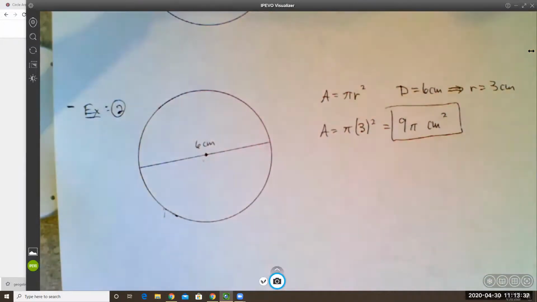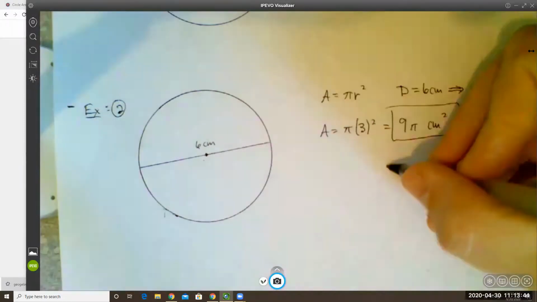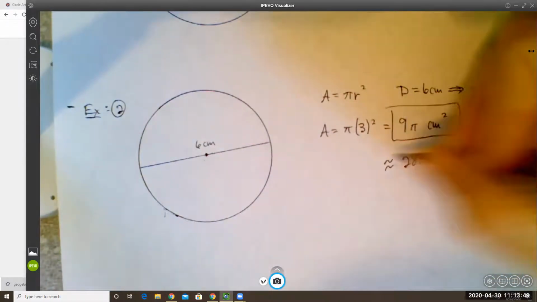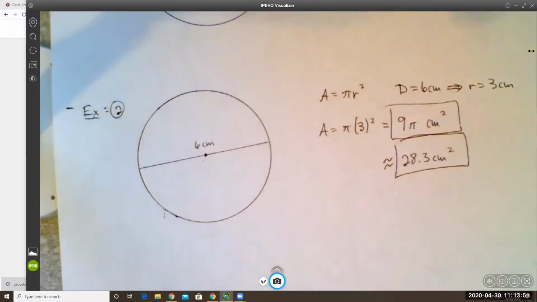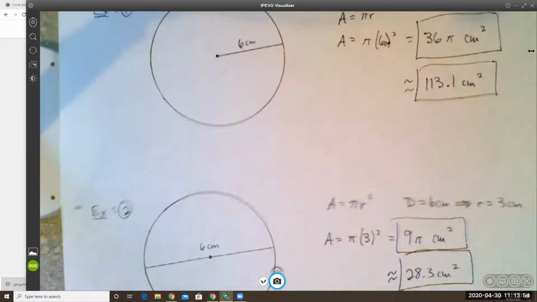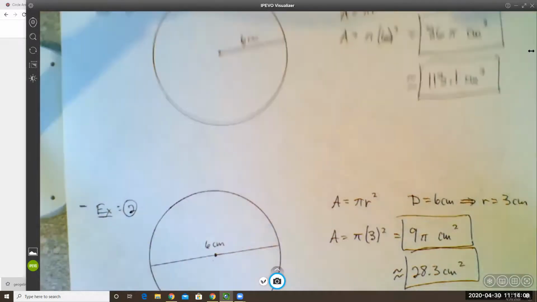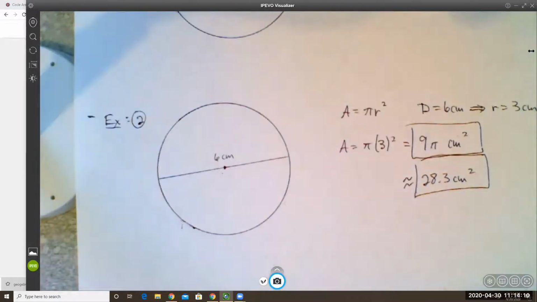Or as a decimal approximation, you get about 28.3. So that's approximately 28.3 square centimeters. So there you go, a pretty big difference in area, right? So when you double the radius, you more than double the area, which makes sense because the radius is being squared in this formula. So anyway, that's the idea on those two.